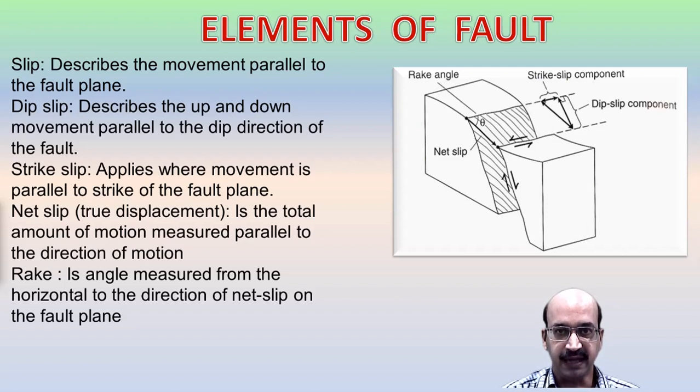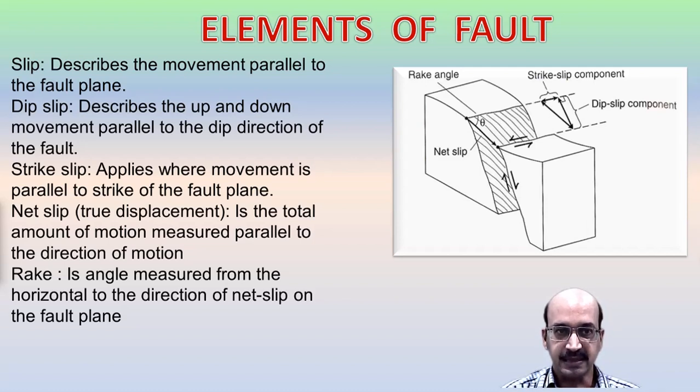In this diagram we can see there are three or four terms which we should know about faults. One is called net slip. Net slip is nothing but the total amount of motion measured parallel to the direction of the motion along the fault plane, and slip describes the movement parallel to the fault plane. The slip measured along the dip of the fault plane is called dip slip, whereas the slip which is measured along the strike of the fault plane is called strike slip.